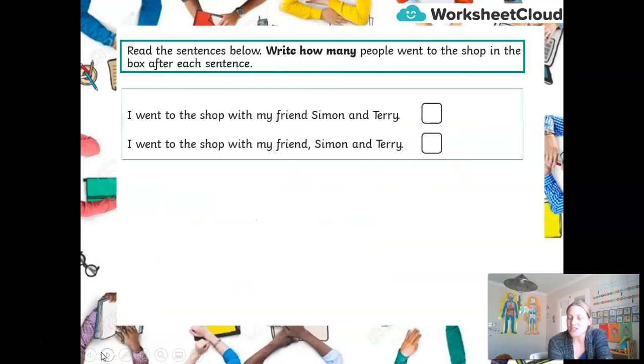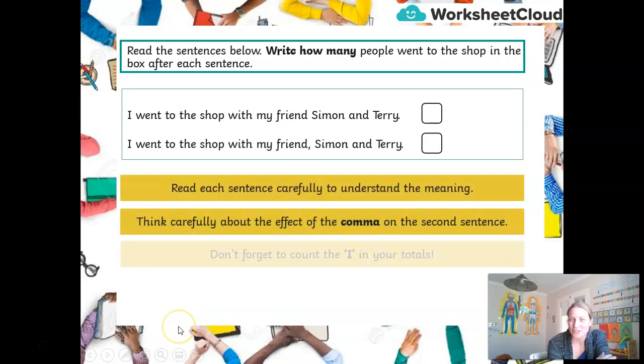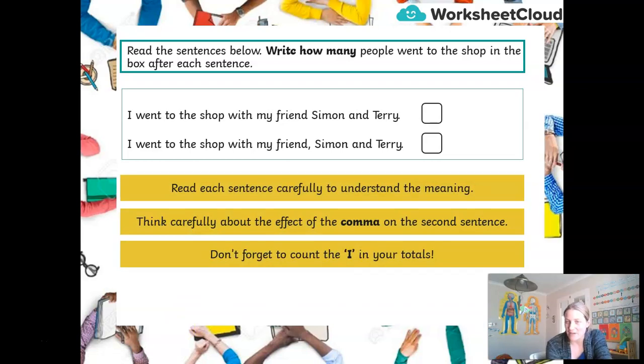Right, read each of the sentences below and tell me how many people went to the shop. So, I went to the shop with my friend, Simon and Terry. I went to the shop with my friend Simon and Terry. Oh, that comma is important, hey? So read the sentences carefully to understand the meaning. Think about the effect of the comma, and don't forget to count the I in your total.